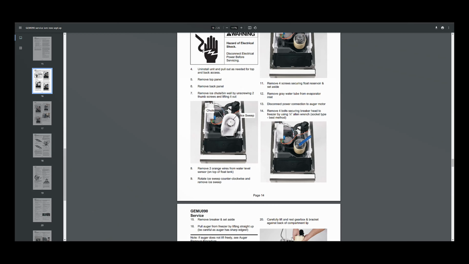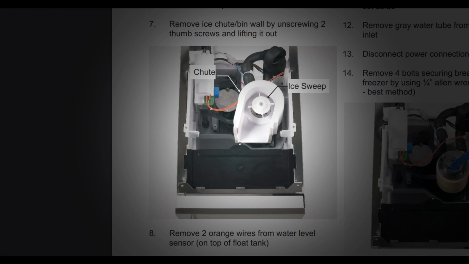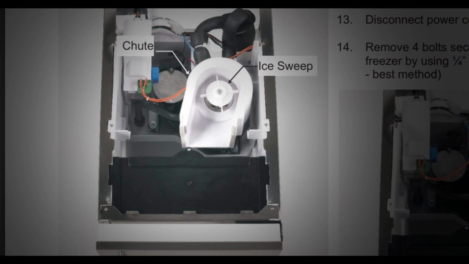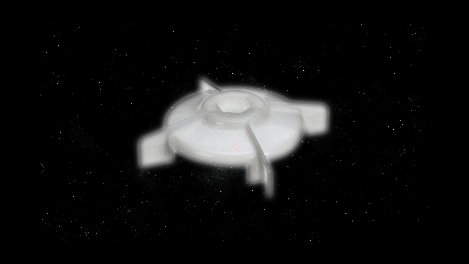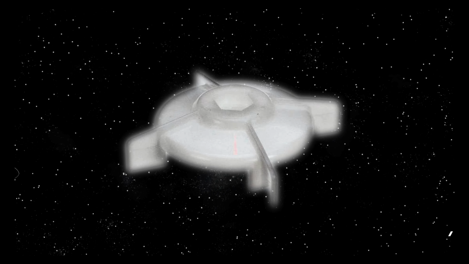Looking closer at the tech sheet, we notice that this sweeper is supposed to have 4 tabs on it, and the one that's on there has them all broken off but half of one. So replacing this sweeper fixed our problem.